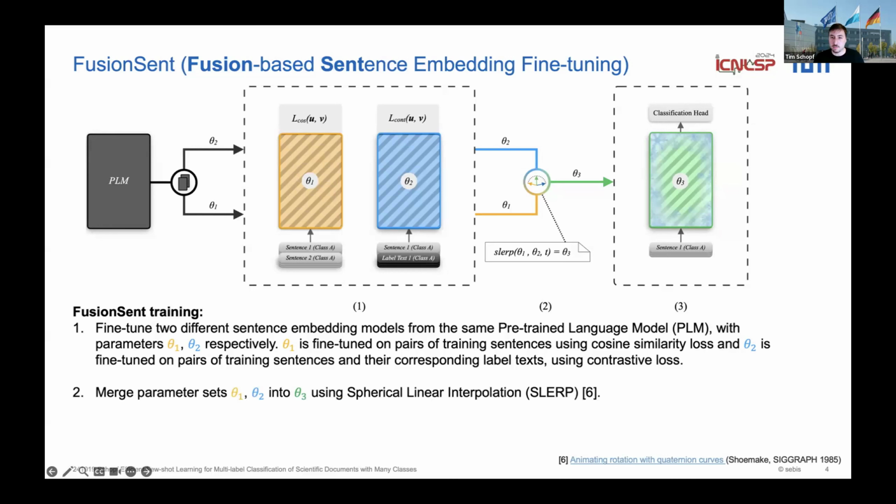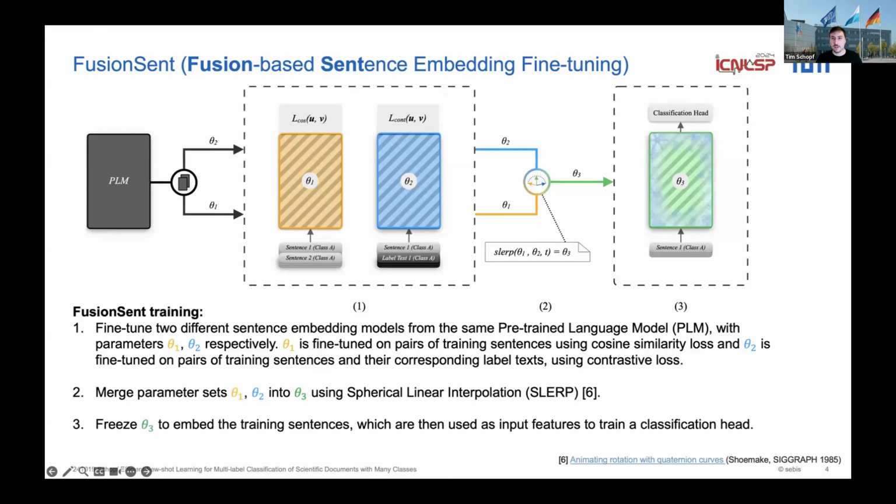In the second step of our training process, we merge the parameter sets θ1 and θ2 into model θ3 using slerp merging, the slerp algorithm, which results in a model that is derived from the same architecture as the base pre-trained language model. And in the third and final step, we freeze the parameters in this model θ3 to embed the training sentences from the few-shot examples, which are then used as input features to train our logistic regression classification head on top.